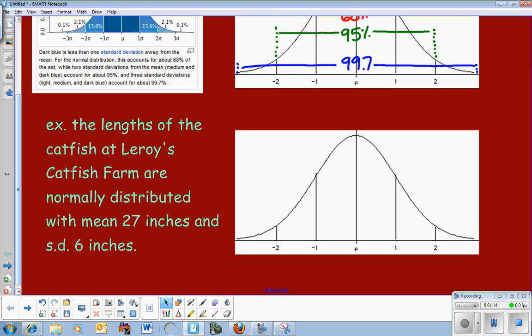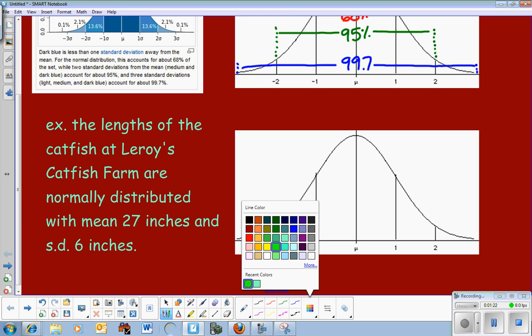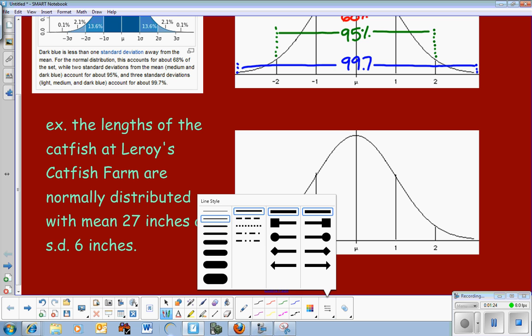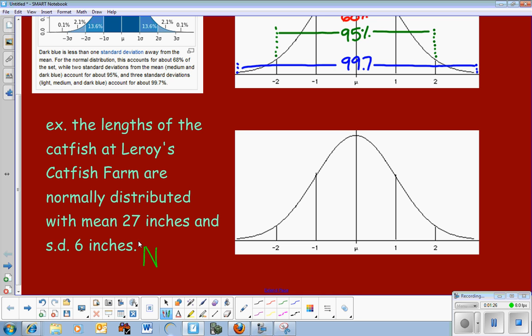All right, here's an example of a normal situation. The lengths of the catfish at Leroy's Catfish Farm are normally distributed, mean 27 inches and standard deviation 6 inches. So we talked about the notation a little in the last video. We would note this as N(27, 6), which means a normal distribution, mean 27, standard deviation 6. So if we're going to put that on the graph, what that means is 27's right in the middle. Your average is 27.